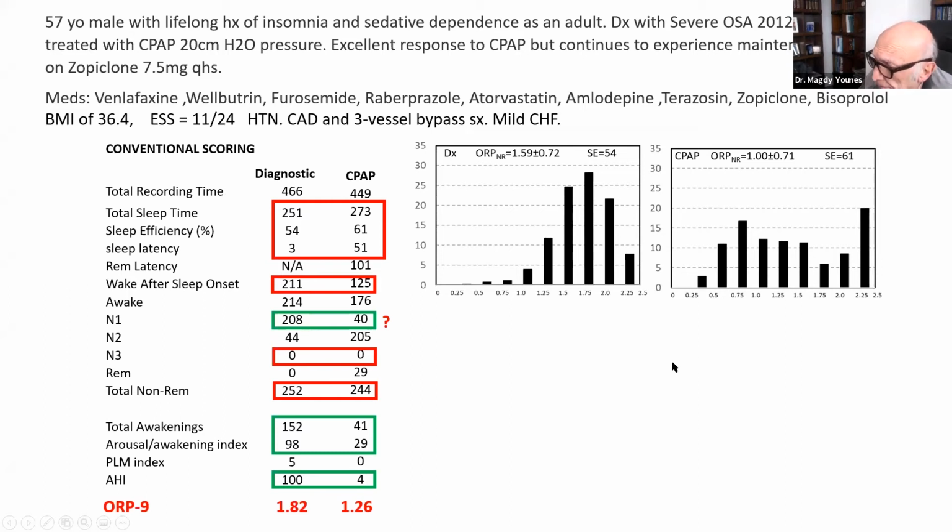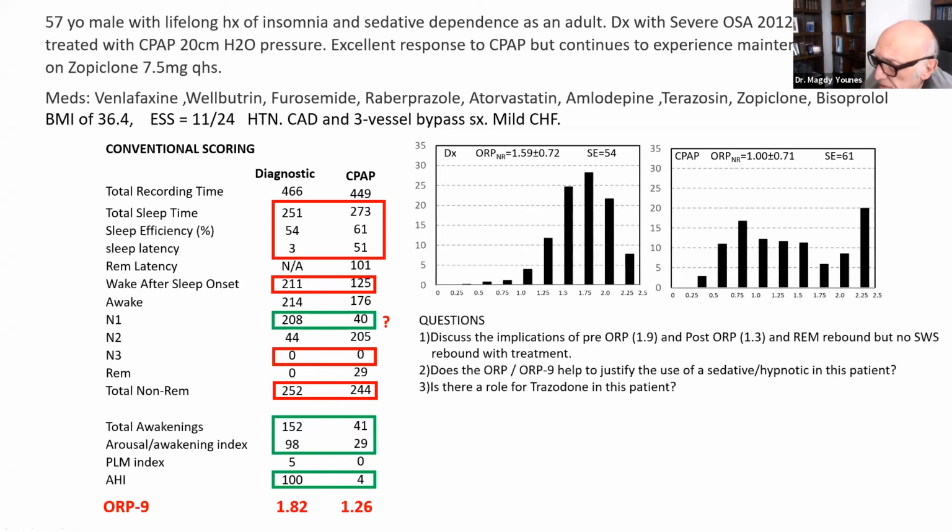So let us now see, here are the questions that I got, and that relate to how do we manage this patient. And I told you that with conventional scoring, we're not really sure what happened to sleep. Here we found that his ORP non-REM went down from 1.59, which is really high. You see, this is sort of the average of these deciles, very, very high. And it went down to 1. It's not that great, but it's a hell of a lot better than 1.59.